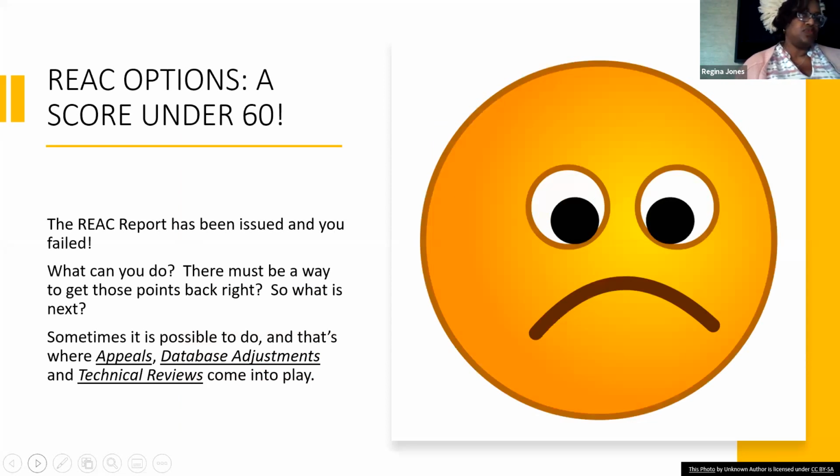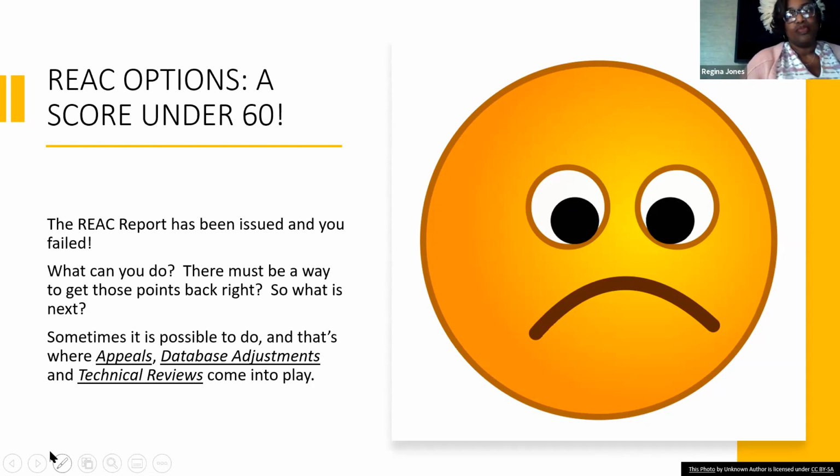Now, what happens when you get a score and the score is under 60, which means you fail, and no one wants to fail, right? You're like, what can I do? There must be a way to get those points back. And you're thinking somehow this has to be something bogus. I cannot have scored a 60. But there is a way. I tell people, don't give up hope, don't be discouraged. There is a way you can look at getting some of those points back.